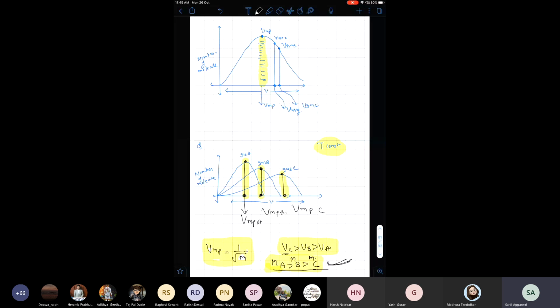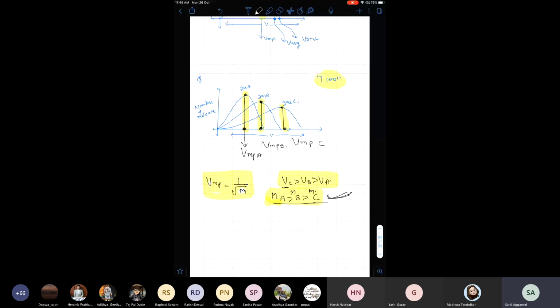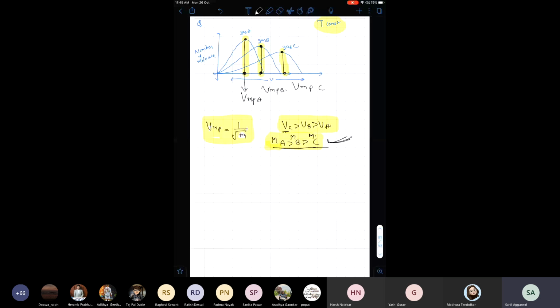Sir, can we also say the same thing comparing the other velocities? Yes, definitely we can say. Whichever velocity you want, you can take. Shifa understood.